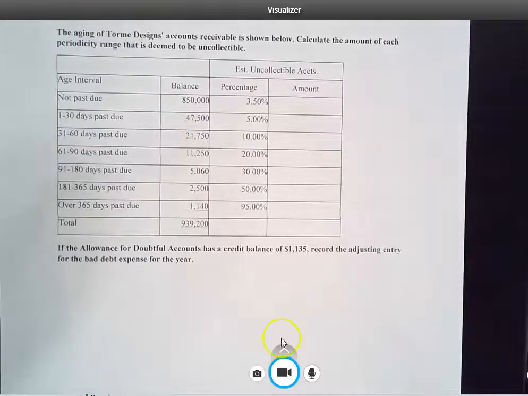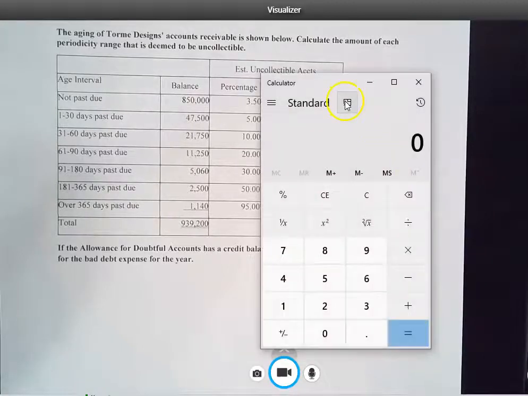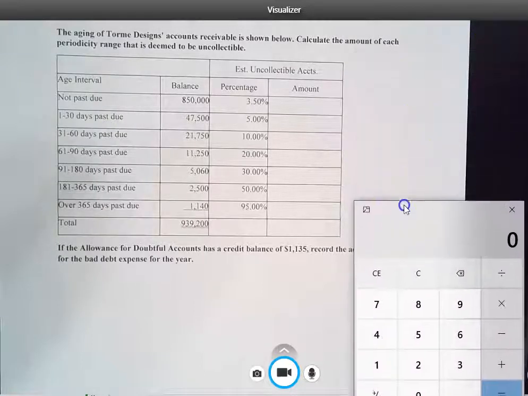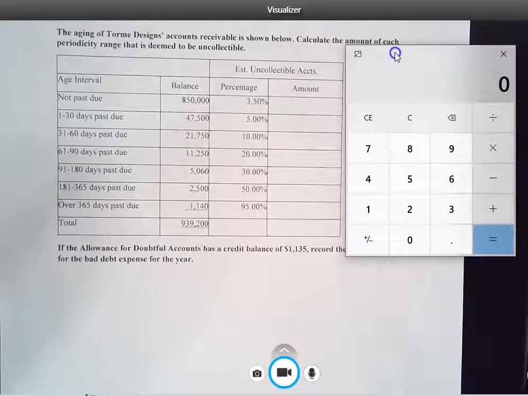So we're actually going to go ahead and do all of this because this is going to be the only question that we have in this particular video. So I think we'll be okay. So if we look at this, we start off with not past due all the way down to over 365 days past due. And just as we would hope to find, our not past due balance for our accounts receivables is a whole lot bigger than all of these other amounts here.